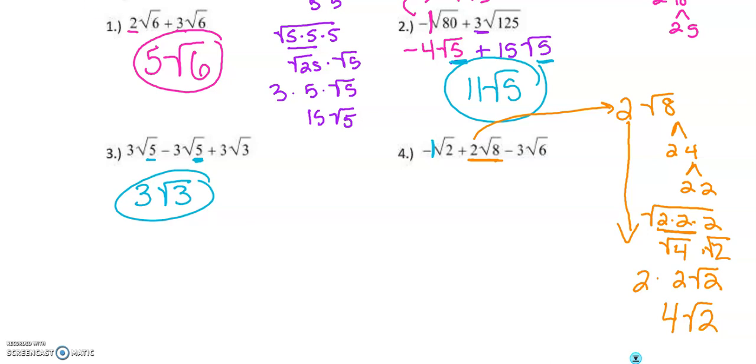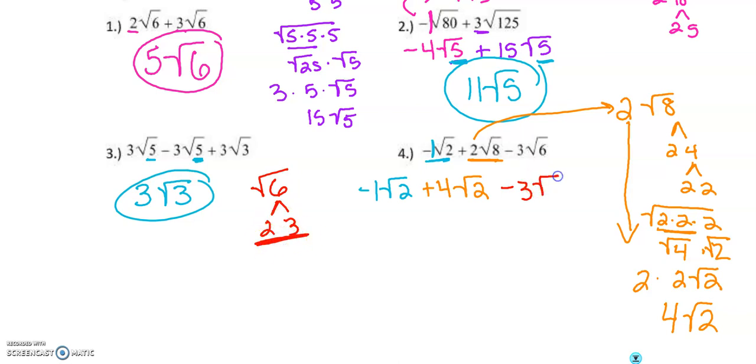So far, I have a -1 radical 2 from here. Then we simplified this one, and it became +4 radical 2. And lastly, we have a -3. And hey, I better check. Can we simplify radical 6? Let's see, 2 times 3. Do I have any doubles here? Nope. It's already simplified. So now I'm going to take a look and see what can I put together.